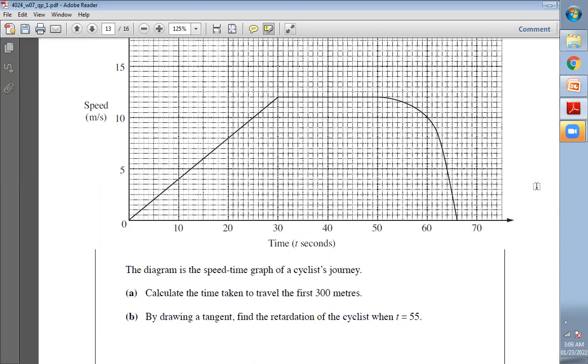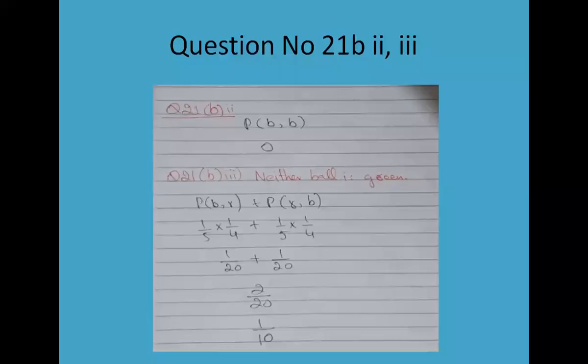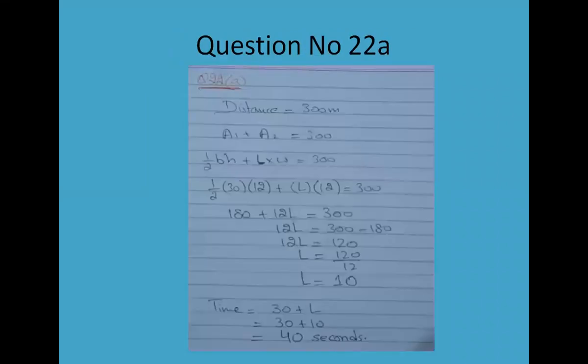Calculate the time taken to travel the first 300 meters. Okay, so let me show you my written answer. The distance traveled is 300 meters in that speed diagram. Area under the graph is equal to the distance traveled. So the first area plus the second area. The first area is a triangle, so its formula will be 1/2 into base into height. The second area, where the car is going with a constant speed, is a rectangle, so its area will be length into width, equal to 300. So just put the values: 1/2 into 30 into 12 plus length L, which I don't know, but I know the width, that's 12. That will be equal to 300 meters.